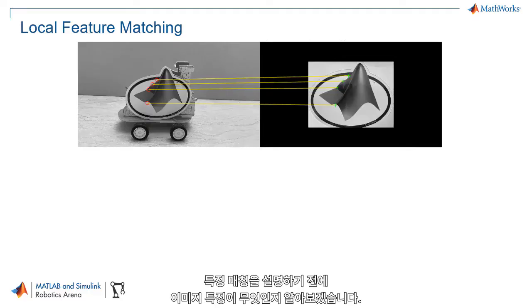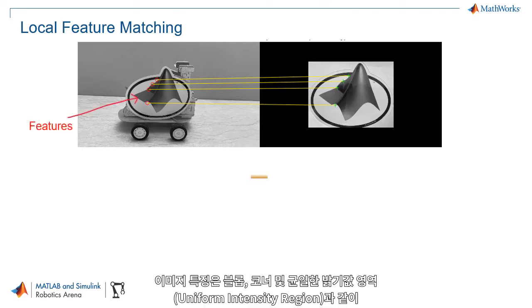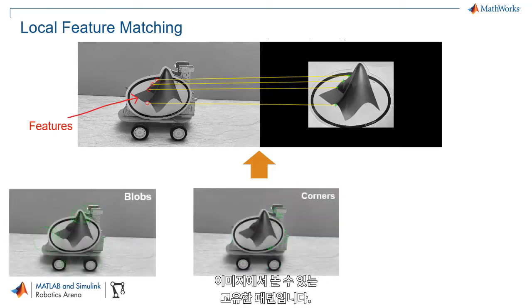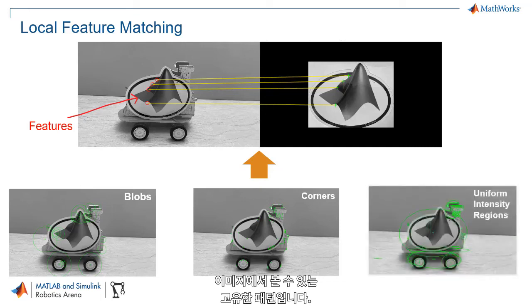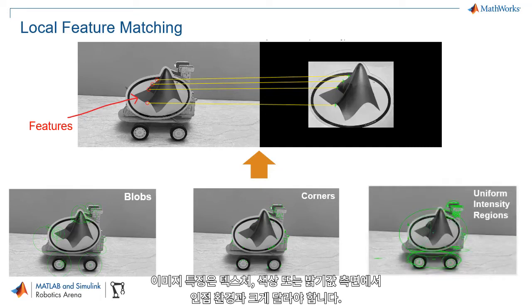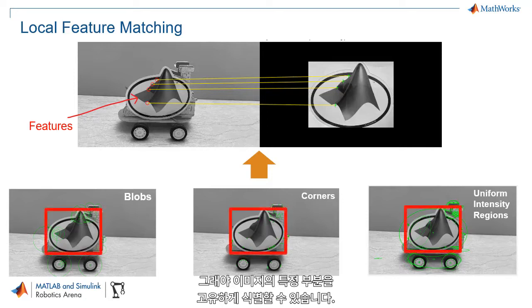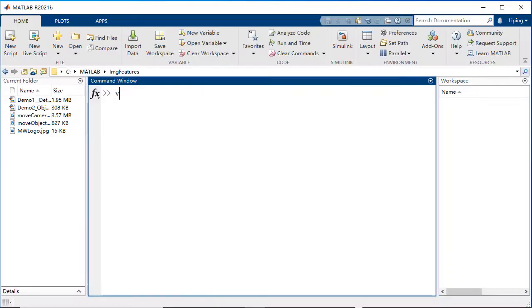Before addressing feature matching, let's understand what image features are. Image features are distinct patterns found in an image, such as blobs, corners, and uniform intensity regions. They must be something that differs significantly from their immediate surroundings by texture, color, or intensity to help uniquely identify parts of the image. To begin with, you will first read a video in MATLAB.